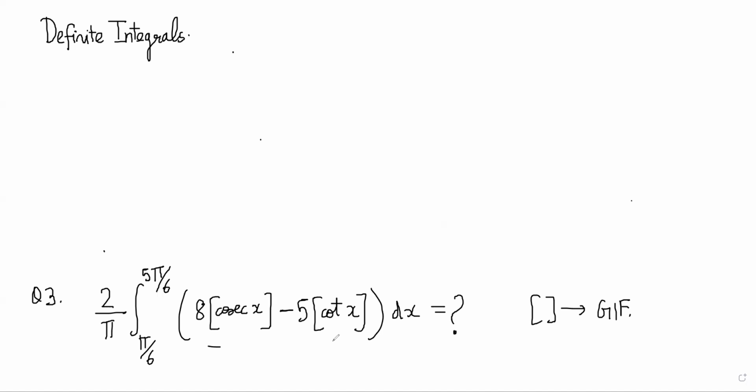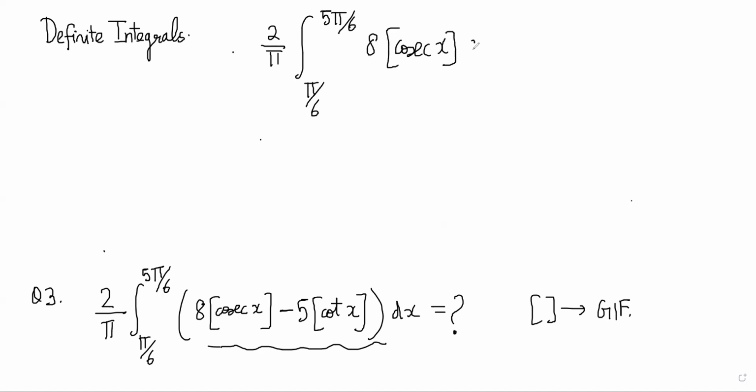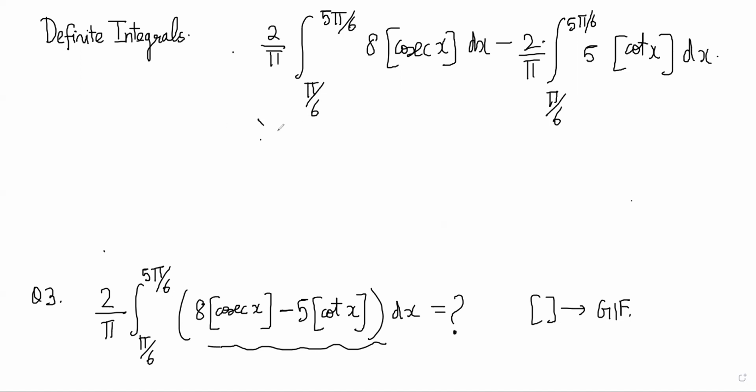Yashwant, you are understanding the question, right? Yeah. फिर से GIF है. You can split it separately into two separate integrals also, writing it like this. 8 times cosec का GIF dx minus 2 by pi 5 times GIF of cot x. You can try to calculate all of this separately also. Okay, sir.